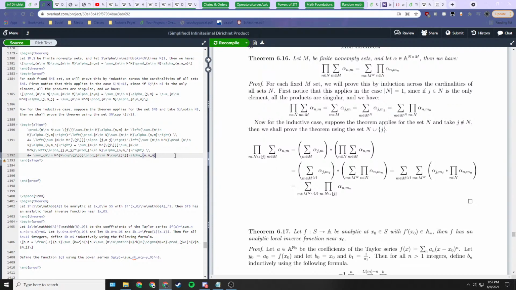Yes. So it's basically just the distributive law. This is too long. Let's put that on a new line then.